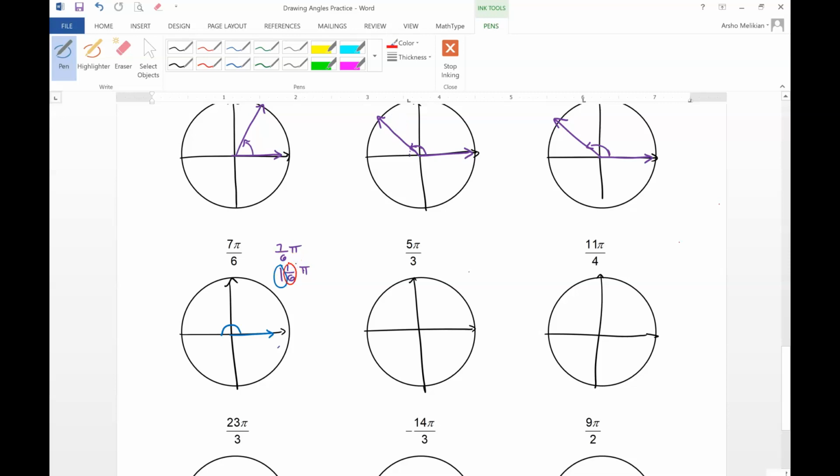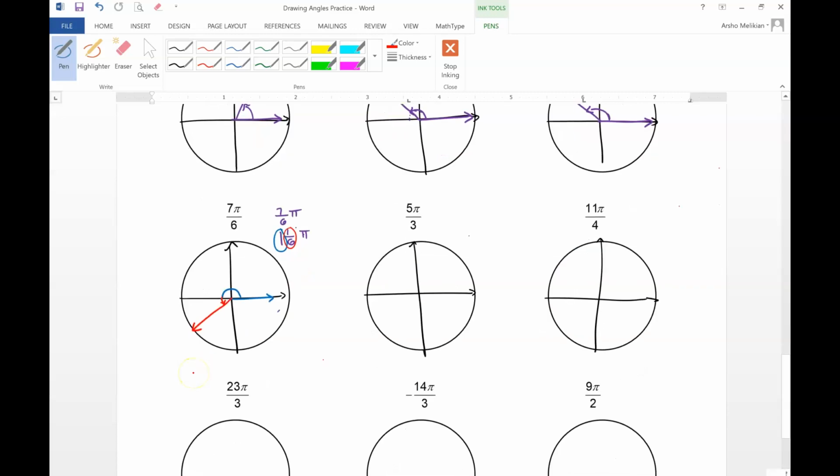Then I need another 1/6 of a pi. How much is 1/6 of a chocolate bar? Very little or a lot? Very little. So after this, I go just a little more, 1/6, and I'm right there. Do you see how I divide and conquer? First the 1, then the 1/6. Okay, how about this one, the 5 pi over 3?